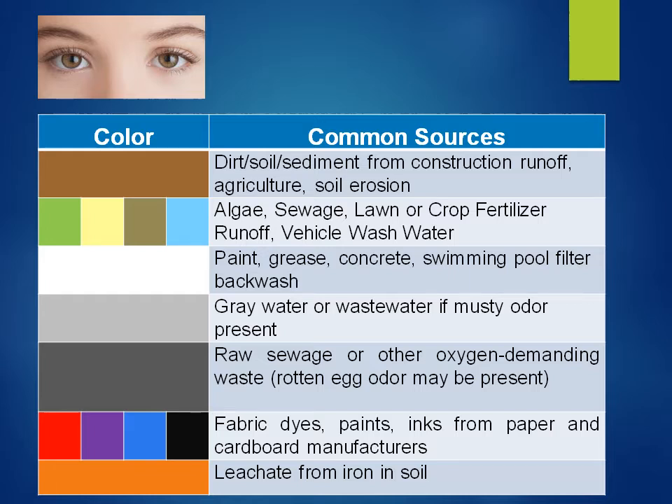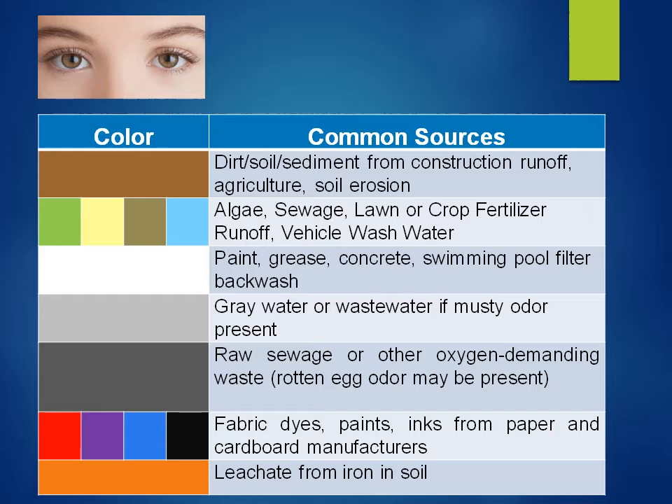Colors ranging from green to yellow to blue can signify algae, sewage, fertilizer runoff, or even cleaning supplies for vehicles. White colors can come from paint, grease, or concrete, as well as swimming pool backwash. Lighter gray colors, along with a musty odor, can indicate gray water from sinks and washing machines or other wastewaters. Darker gray colors may be caused by raw sewage or other decomposing waste materials. Check for the rotten egg odor in combination with this color sighting.